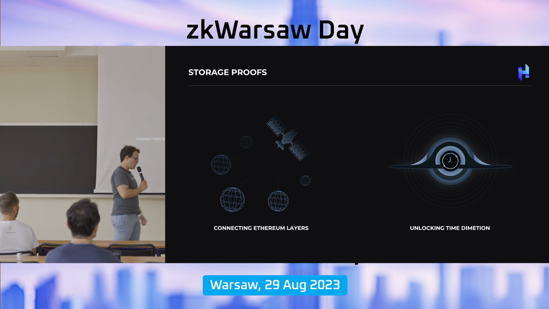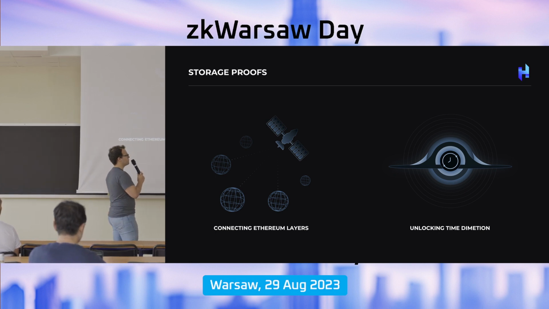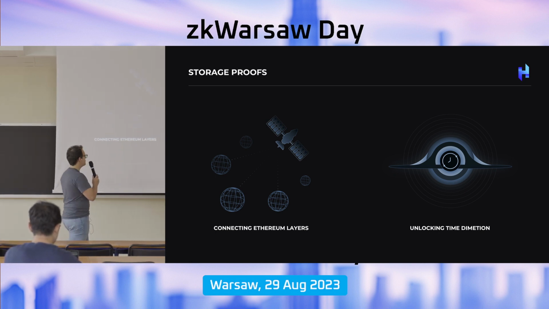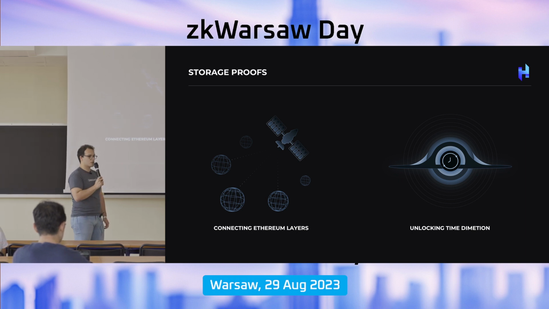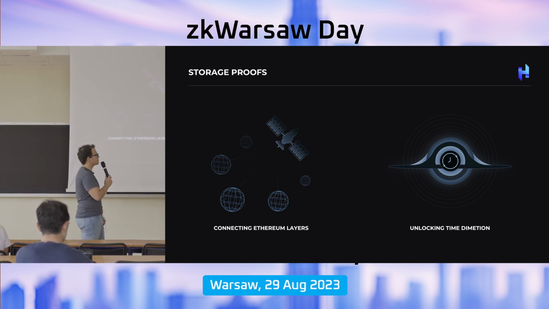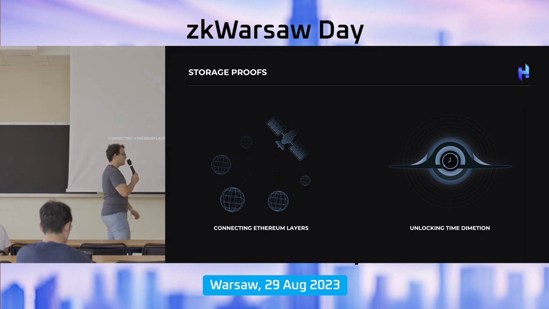Now, why would you care about storage proofs, especially today? Let me say very briefly what problems we identified on Ethereum. First off, Ethereum is clearly sharded nowadays. It scales horizontally for rollups. Another thing is unlocking the temporal dimension.